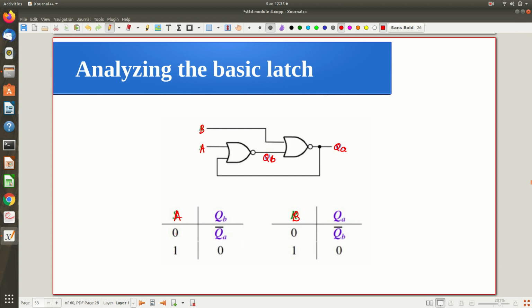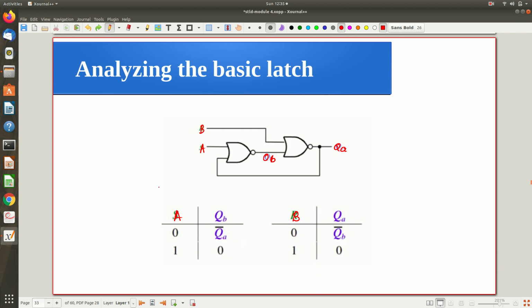If you understand the last video, you will understand this. Whenever I apply a 0 to A, you can see this is your OR gate. When one of the inputs is 0, it will wait for the other input, because with 0 alone I can't make a decision. The other input is actually your QA, which can be 1 or 0. If QA is 0, the output will be 1, and if QA is 1, the output will be 0. So the output QB is nothing but the complement of QA.